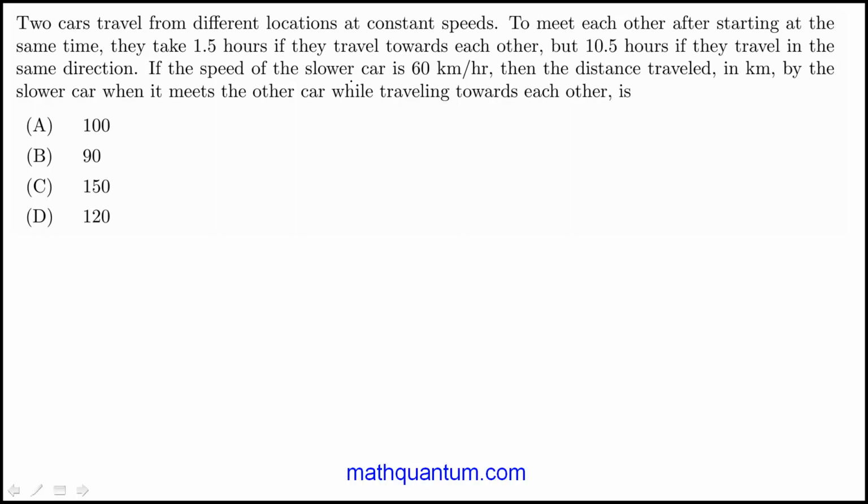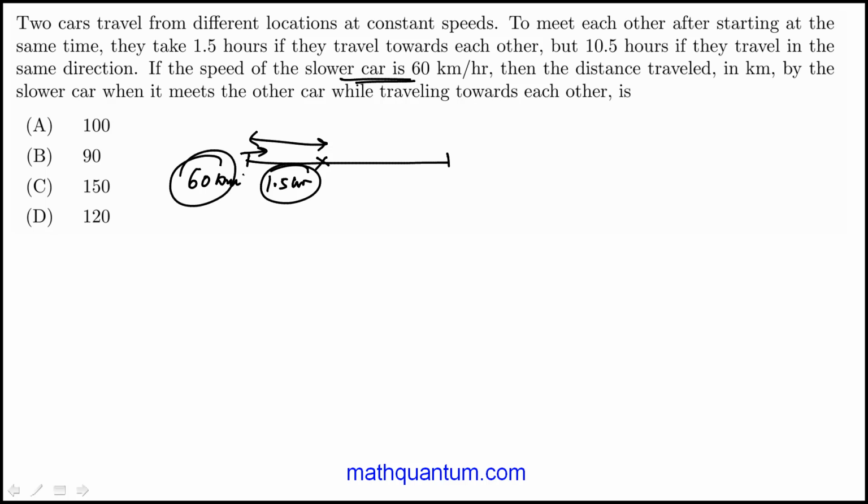So this question is really easy if you recognize that they give you the speed of the slower car and they tell you that these two meet after 1.5 hours. And the question is, what distance has the slower car traveled? So we know the time, we know its speed, and so we just multiply those two to give you the distance. And the answer is B.